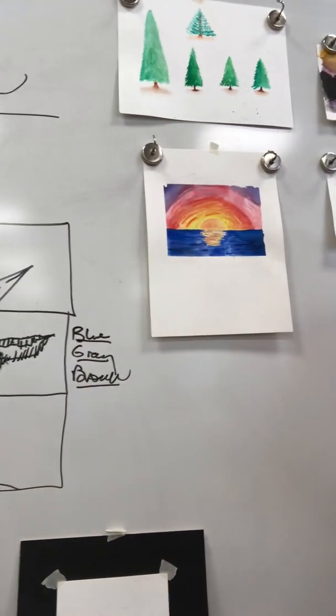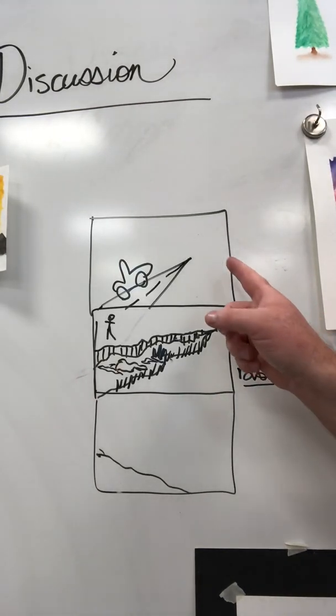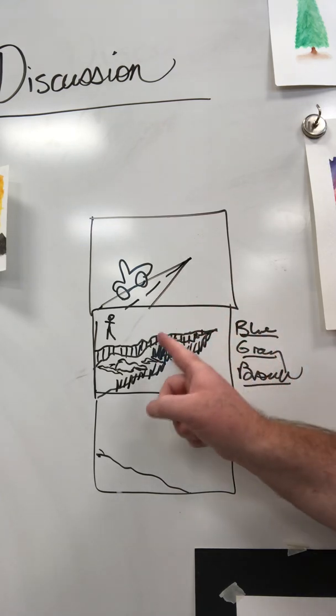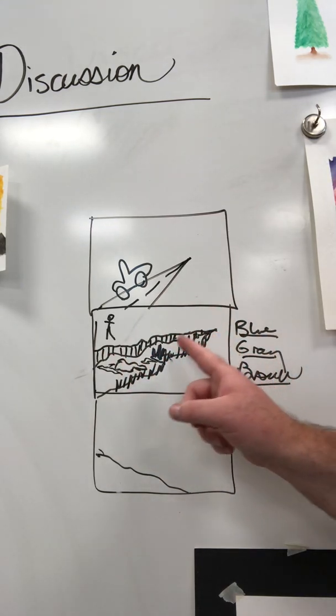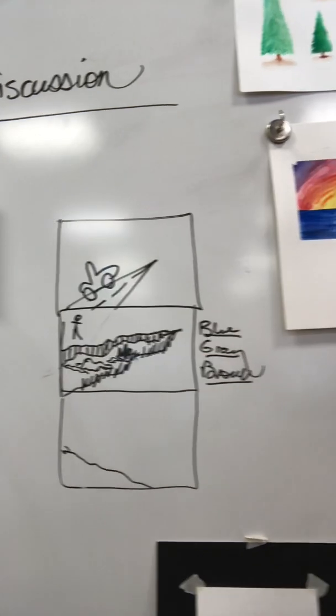The next thing we talked about in class today was don't make your river look like a road, okay? Make your river go around. Make it have some depth to it, okay?